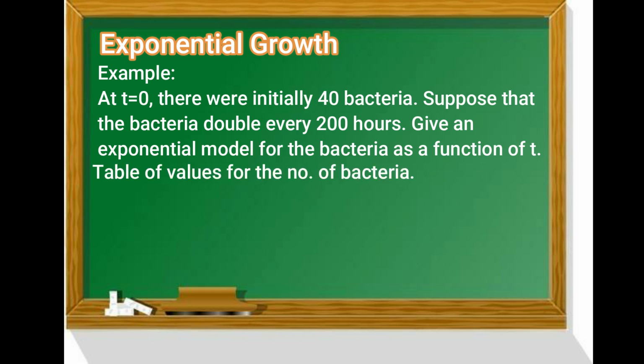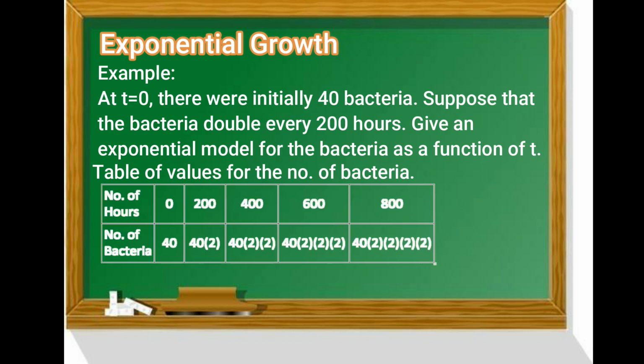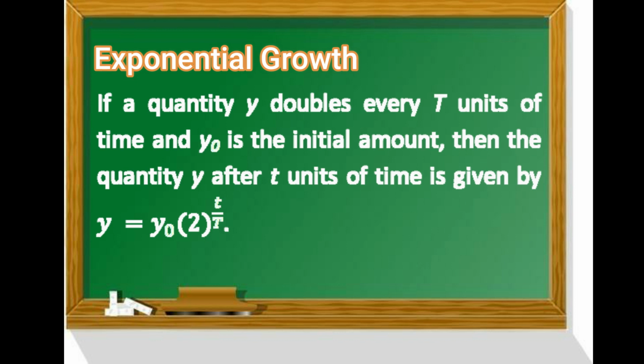Let's have the table of values for the number of bacteria and observe the pattern. Now, what have you observed? Very good! Since it's doubling, the constant is 2, then the exponential model for this situation is y is equal to 40 times 2 raised to t over 200. Exponential growth: if a quantity y doubles every t units of time and y sub 0 is the initial amount, then the quantity y after t units of time is given by this.